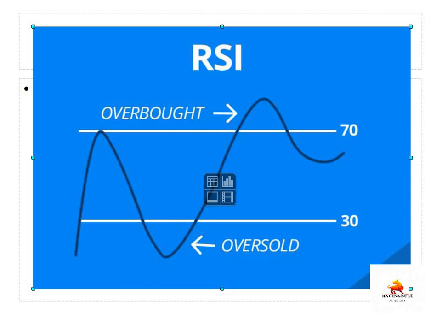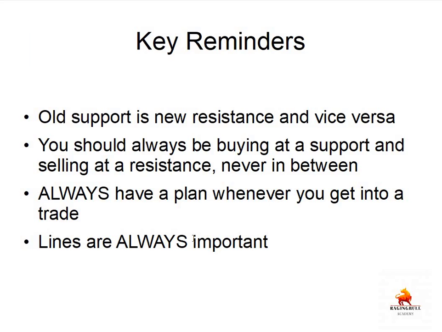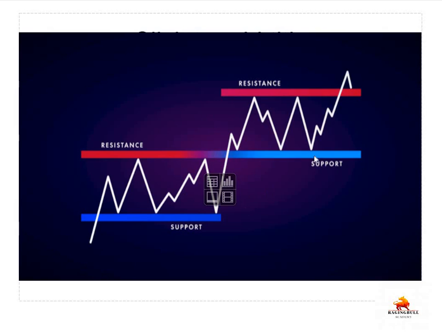Here, like I said before, your old support is your new resistance and vice versa. So in the previous example that I showed you, your resistance became your new support, okay? You should always be buying at the support and selling at the resistance. Going back to the graph, buying here, selling here, buying here, selling here, okay? Same thing, buying here, selling here.